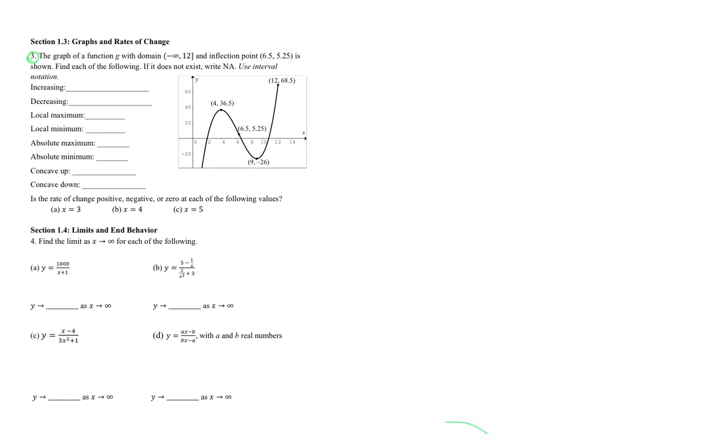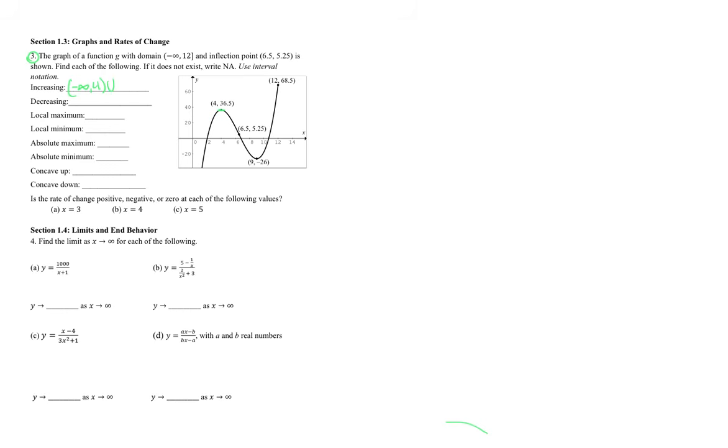Perfect. Okay, for this problem, we're given the graph of a function g with domain -infinity to 12 and inflection point 6.5, 5.25. And then we're asked to find each of the following. So first we're finding where the function's increasing. So as we look all the way at the left, we have -infinity all the way up until we get to this peak here at x equals 4. So that's where we're first increasing. So from -infinity to 4.